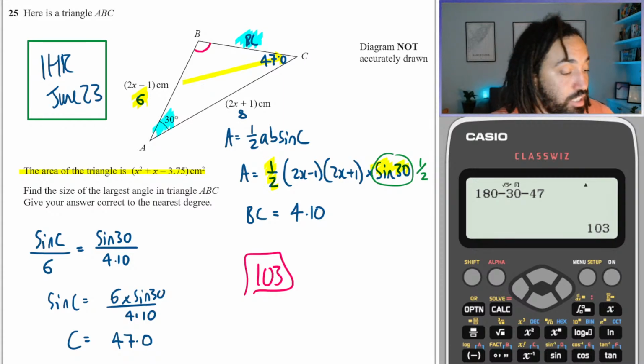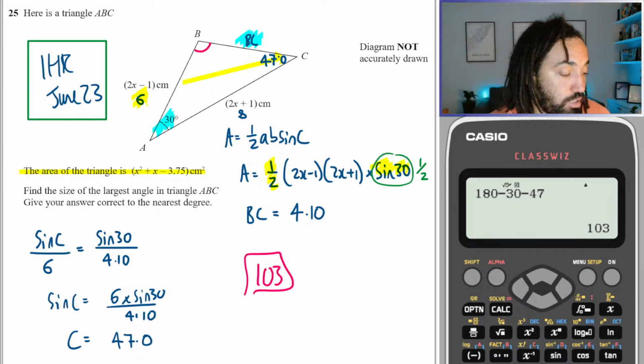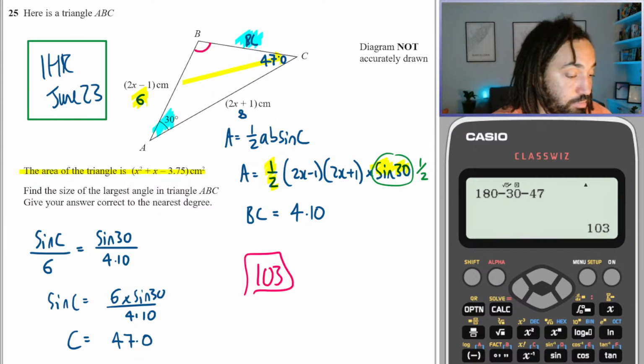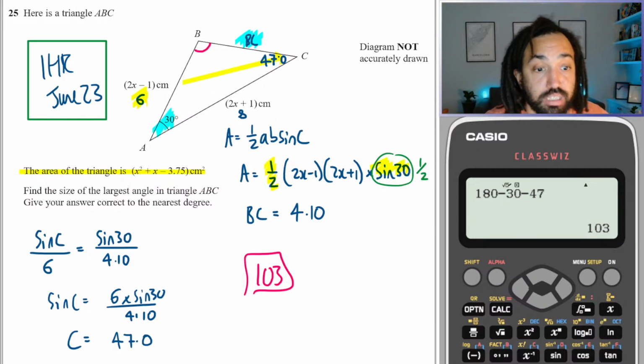Do I think that the November paper is harder than June? I don't know. But last year's November paper was actually quite tricky. So perhaps it is. But it doesn't matter because you guys are going to boss it anyway.